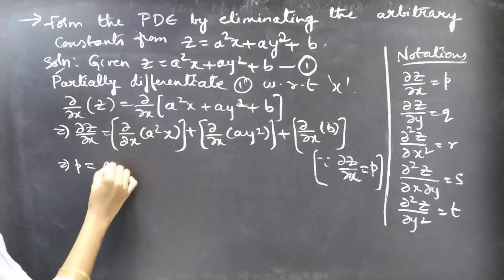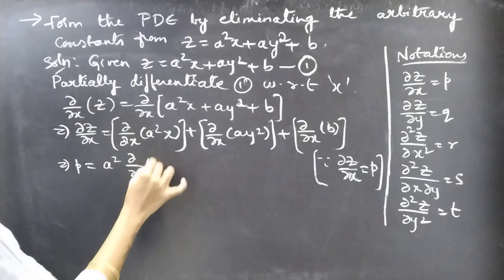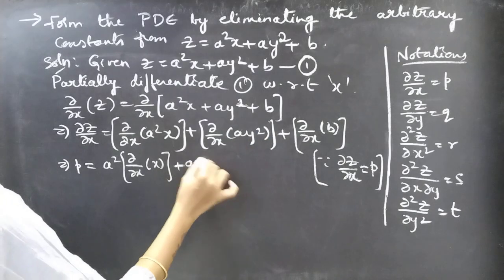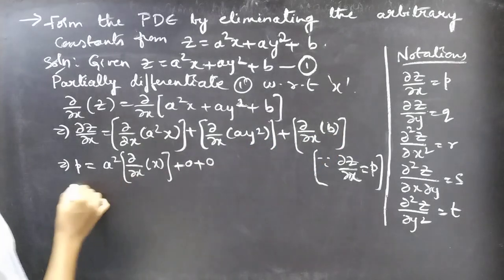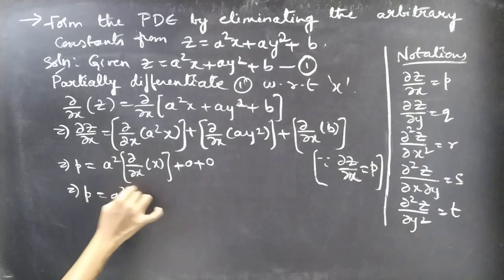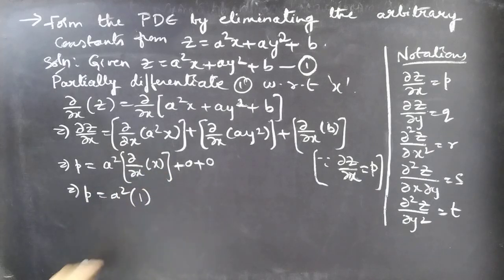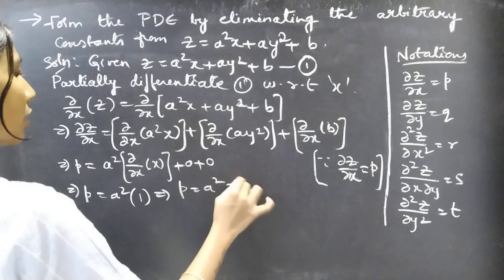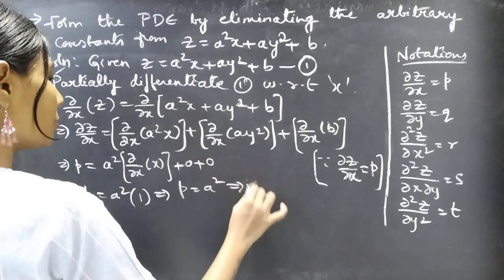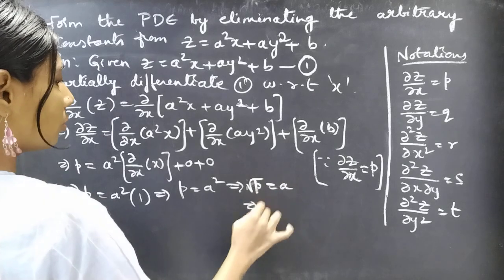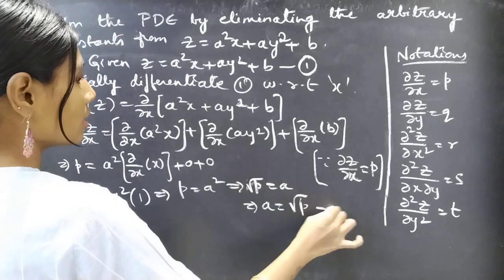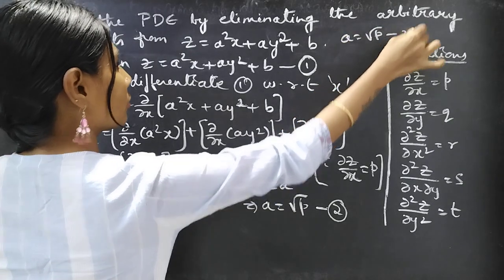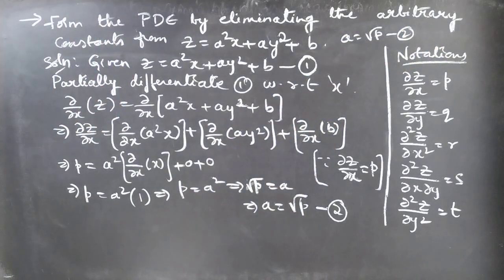You'll get p equal to a squared into the partial derivative of x with respect to x, plus the partial derivative of a constant with respect to x is 0, plus the partial derivative of a constant with respect to x is 0. Which gives us p equal to a squared into 1, right? We can write this as square root of p equals a, or a equals square root of p. Consider this as equation number 2. So you got a equals square root of p by partially differentiating 1 with respect to x.